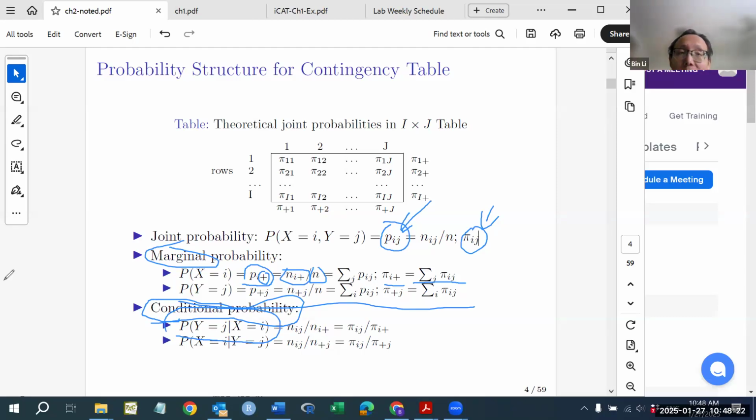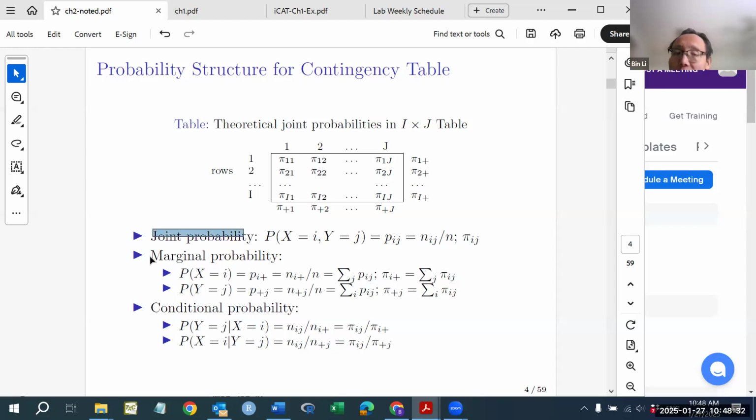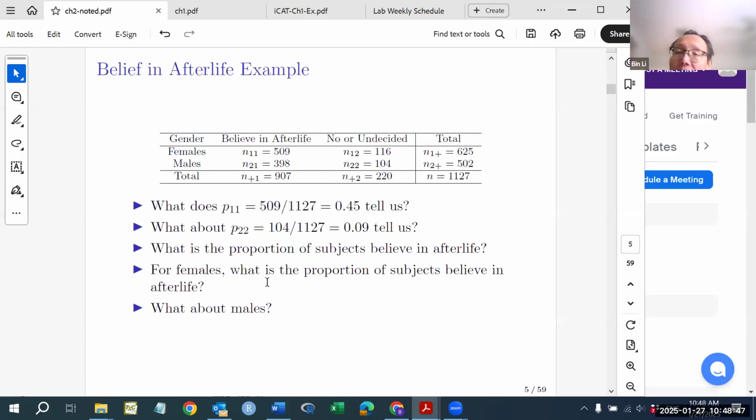So these are the probability structures for the contingency tables. For contingency tables, you can see we have joint probability, marginal probability, and conditional probability. Make sure you understand these. And the interpretation is different, right? We will see some examples.